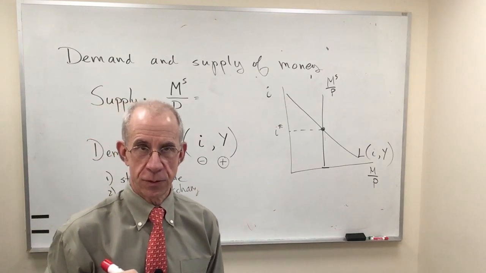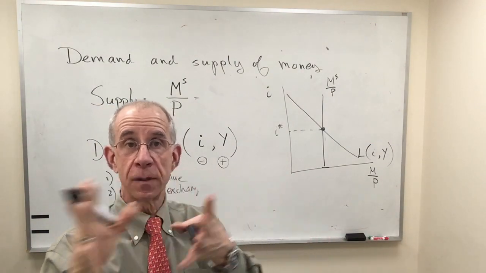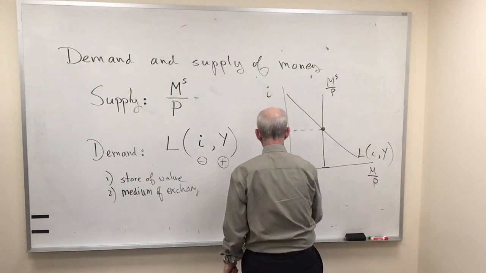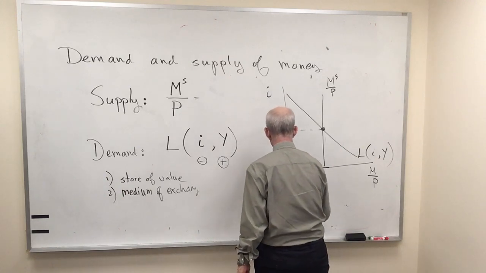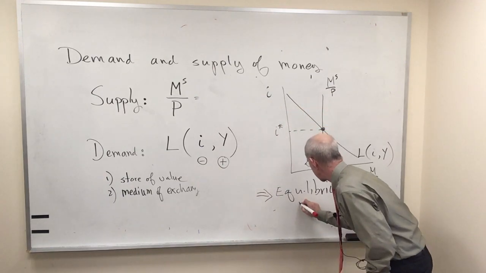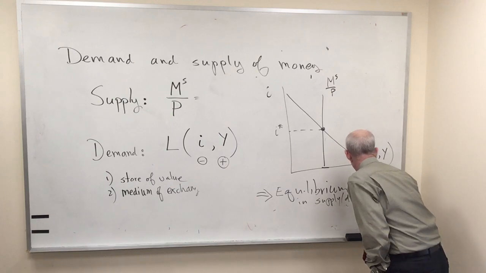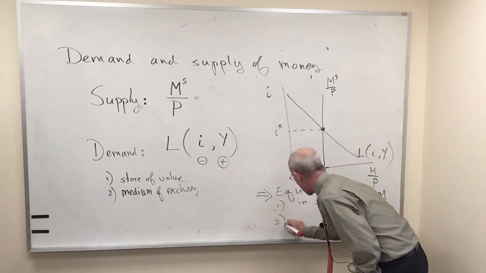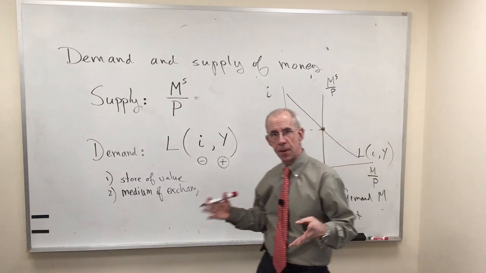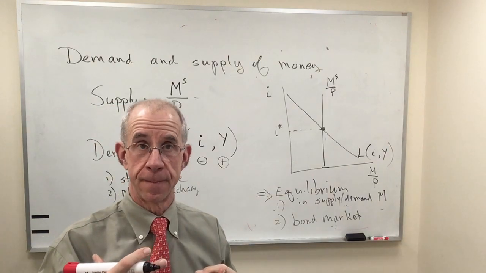That's the equilibrium interest rate. That's the interest rate that will get supply equal to demand for money, so this shows an equilibrium in the supply and demand for money, and also in the bond market. I've got a separate video about the bond market, but I want you to really keep in mind that the bond market and this supply and demand for money are intimately related.